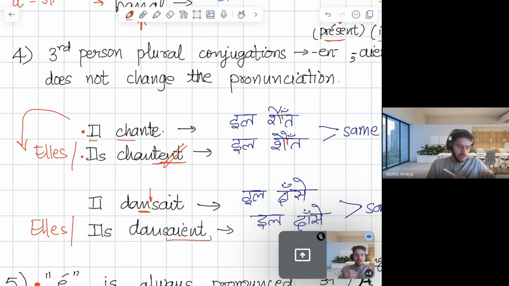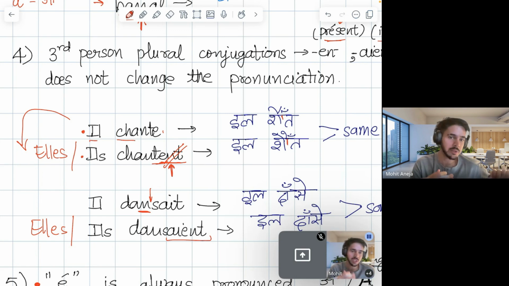So this rule actually contradicts the one that we just learned, which is whenever n is followed by a non-vowel, the nasal sound is produced. I don't say it as chanton. Why? Because of this rule. I don't change the pronunciation when I go from singular to plural. Understood? Can someone give me a thumbs up? Yes. Okay. Understood. Great.